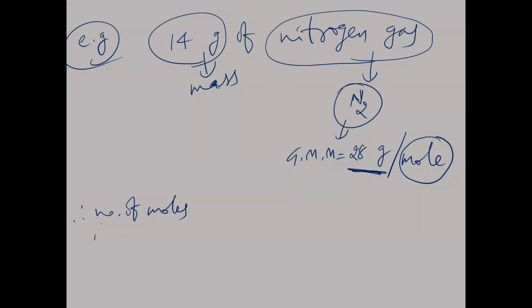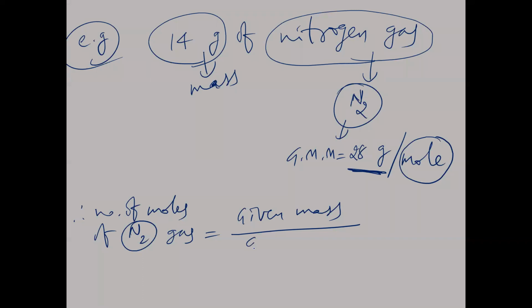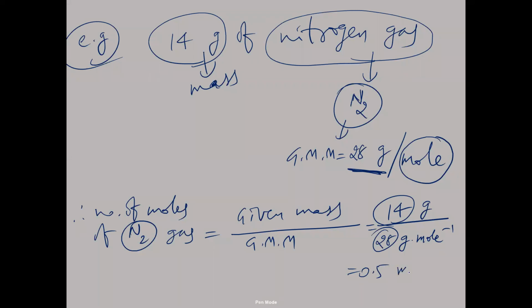Therefore, the number of moles of nitrogen gas in this case is equal to the given mass by the gram molecular mass, which is 14 grams per 28 grams per mole, which means mole inverse. That equals 14 by 28, how much? 0.5, 1 by 2, 0.5 moles. The grams get cancelled. So 14 by 28 is 0.5, 1 by 2.